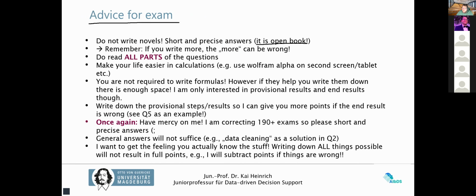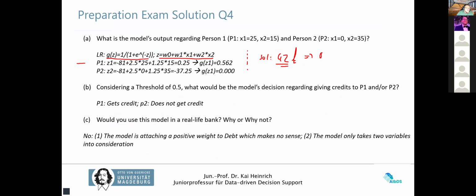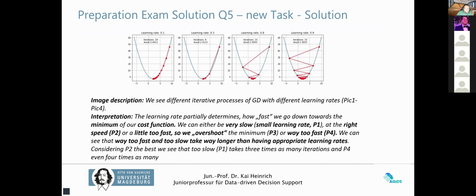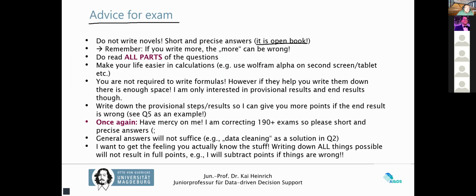So it's not expected. The preliminary results are kind of expected, but the other thing not. I'm only interested in provisional results and end results. This is optional, but if you write it down and this is wrong, you could get some points for that. This is how I internally do it, right? This is just an offer from me, but it's not required though.